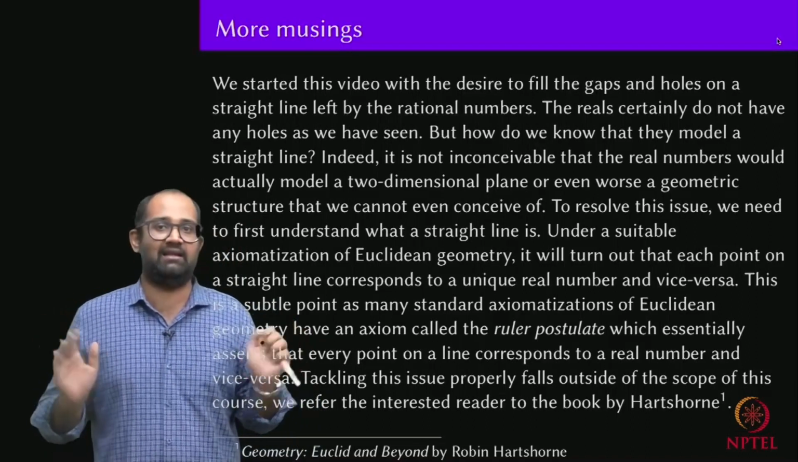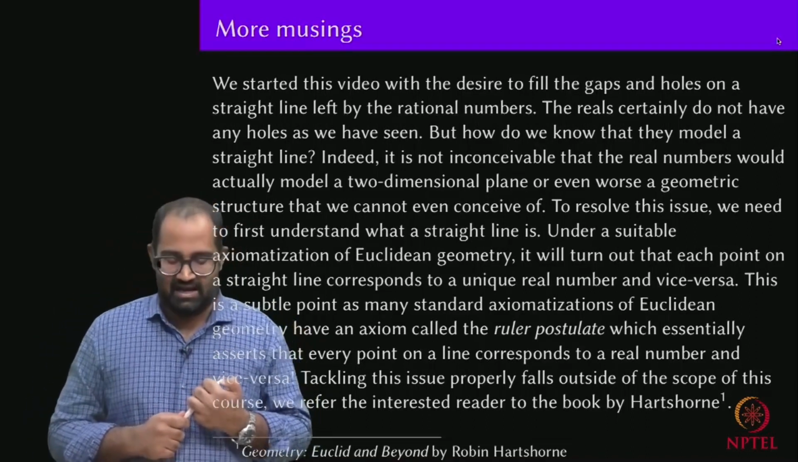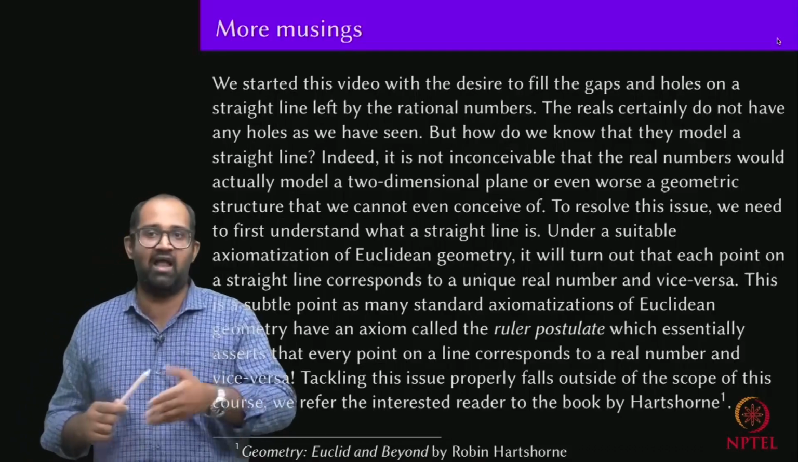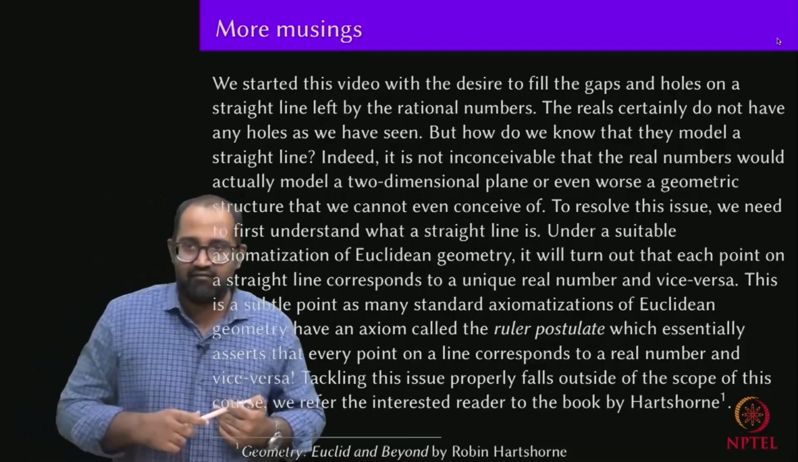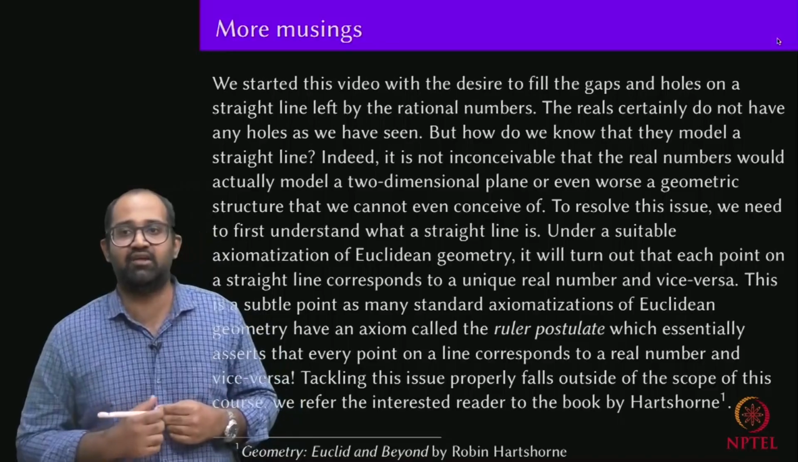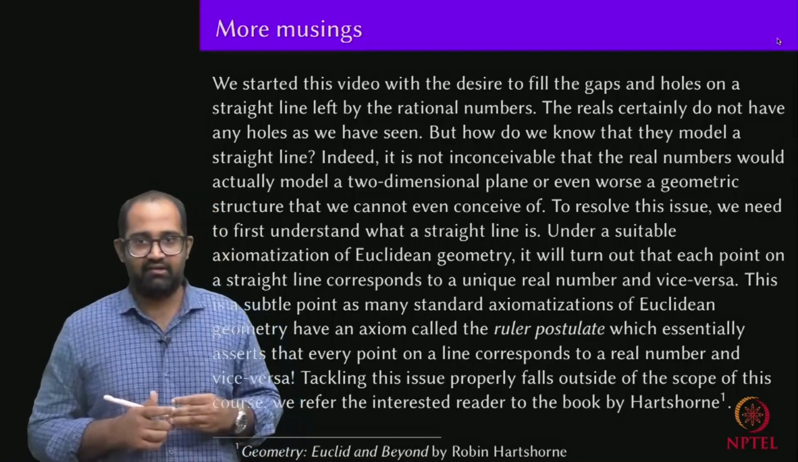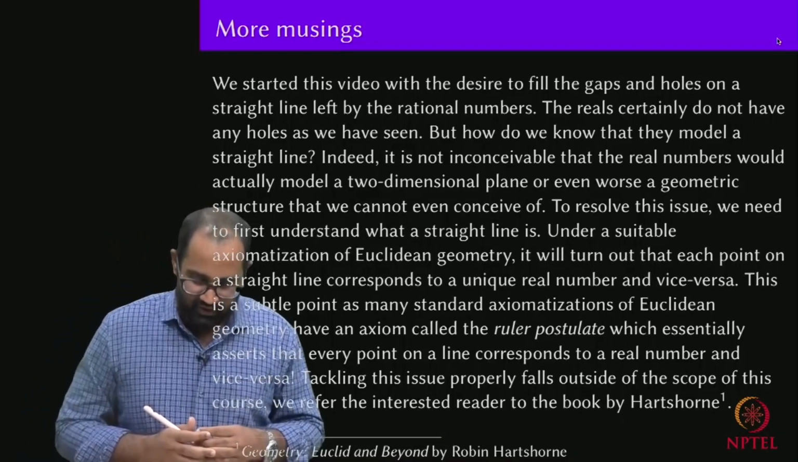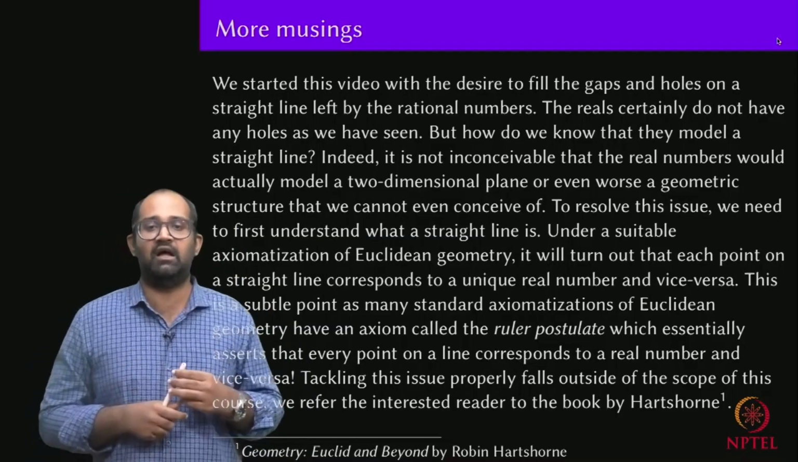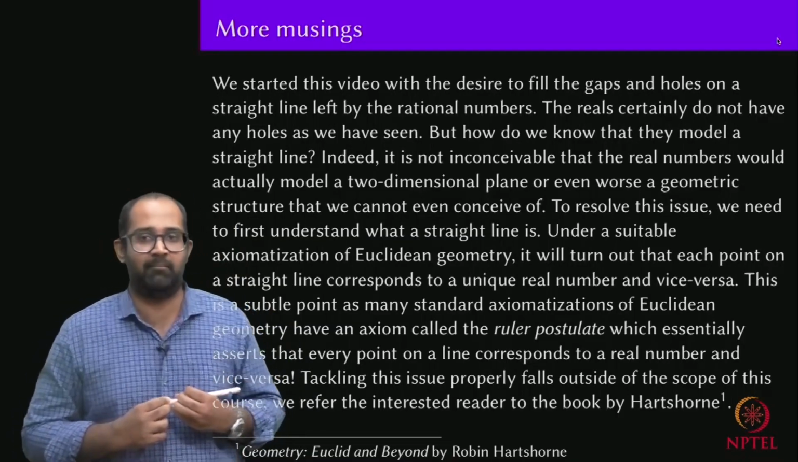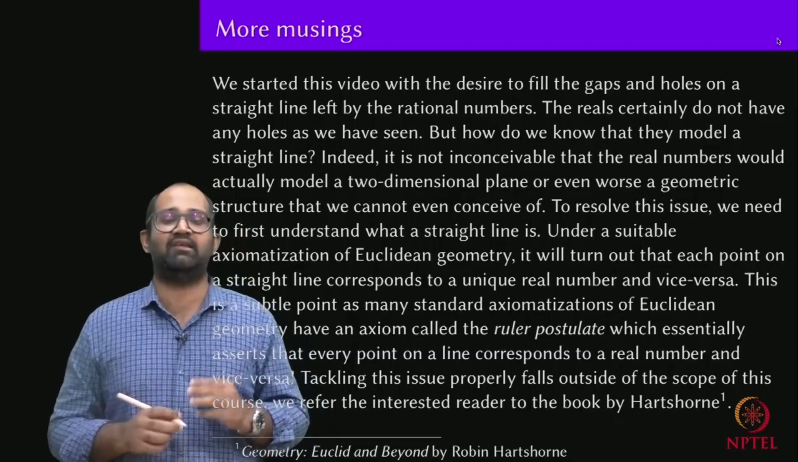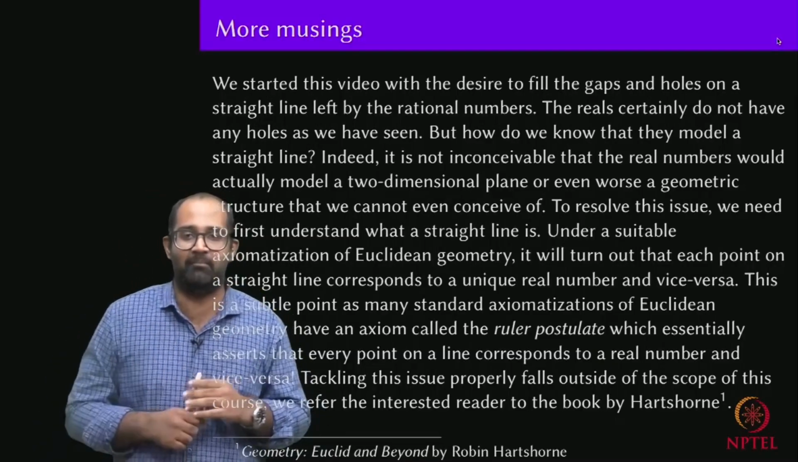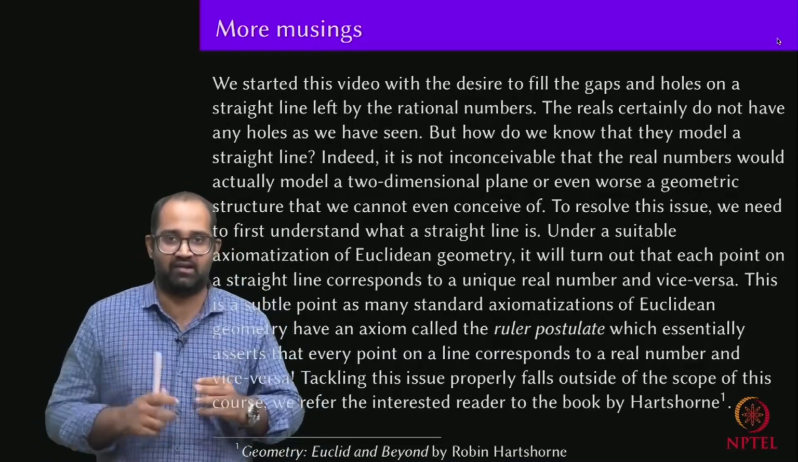Now, again, this is somewhat of a deeper point, and tackling this issue will take me far away from this course. It is done very nicely in this very interesting book by Hartshorne. It is called Geometry: Euclid and Beyond. So if you're interested, you should read the early chapters of Geometry: Euclid and Beyond, where this is dealt with in a satisfactory manner, why the real numbers actually model a straight line.